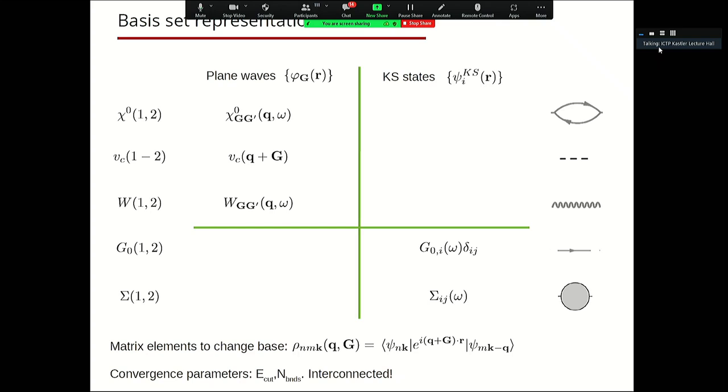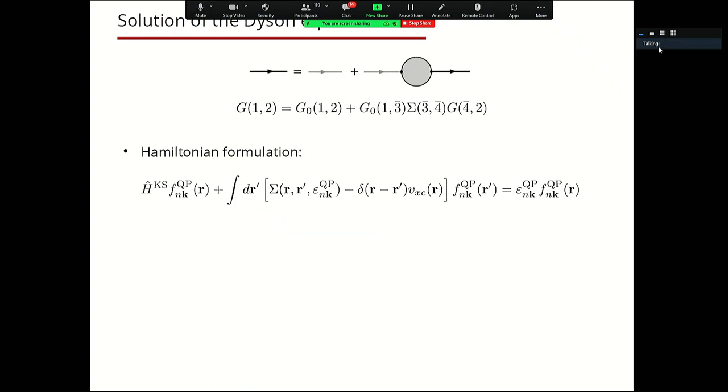And it's also important to notice that in practice, we are going to cut off the basis functions. Thus, the two important parameters that should be converged are the number of plane waves, which is usually controlled by an energy cutoff, as again in Quantum ESPRESSO, and a finite number of Kohn-Sham states, while the complete Hilbert space would be represented with an infinite number of Kohn-Sham states. Okay.